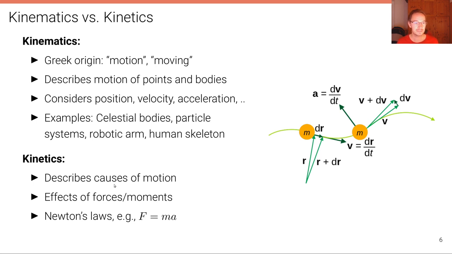And both of these are gonna play a fundamental role in this lecture. We're first gonna derive the kinematic bicycle model that doesn't consider forces. And then we're gonna derive a more realistic model that does consider forces and that considers kinetics, and that's called the dynamic bicycle model.